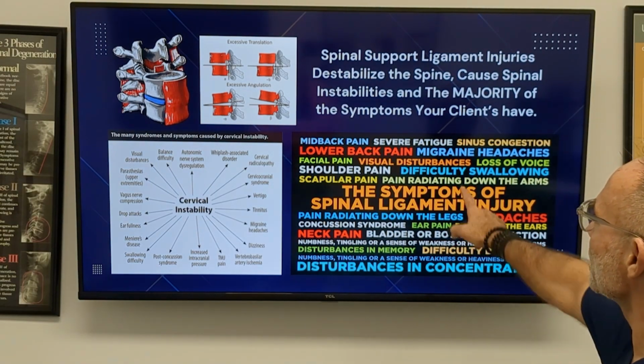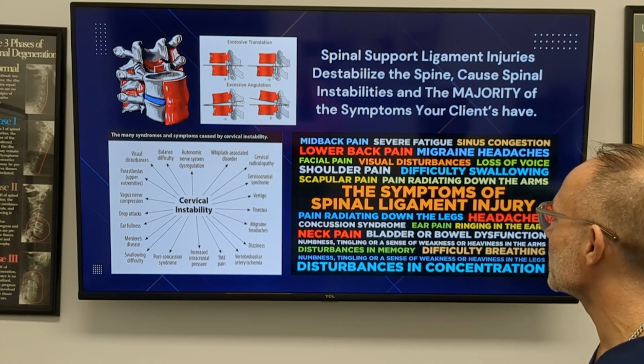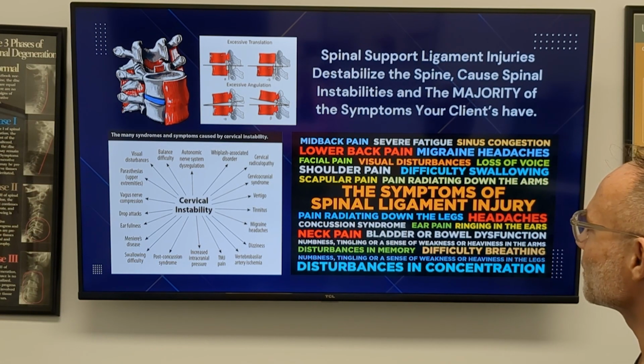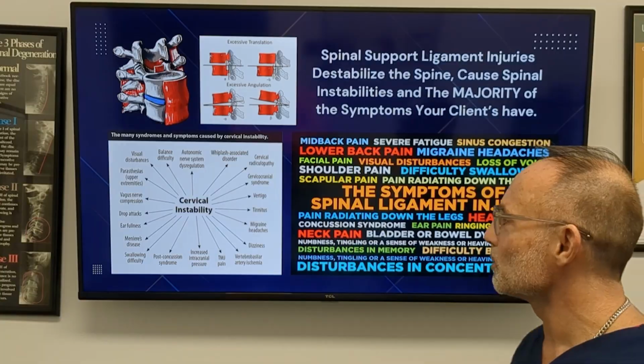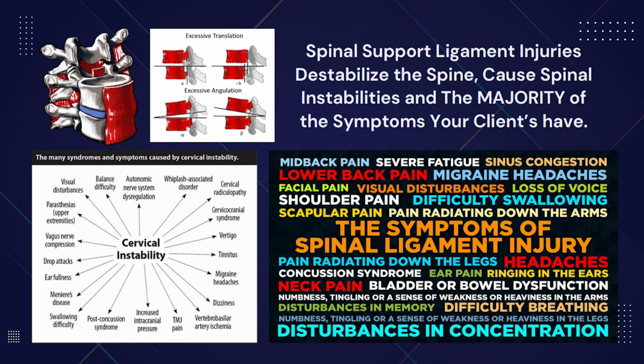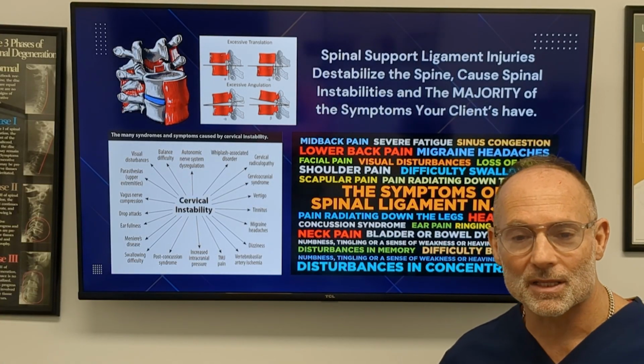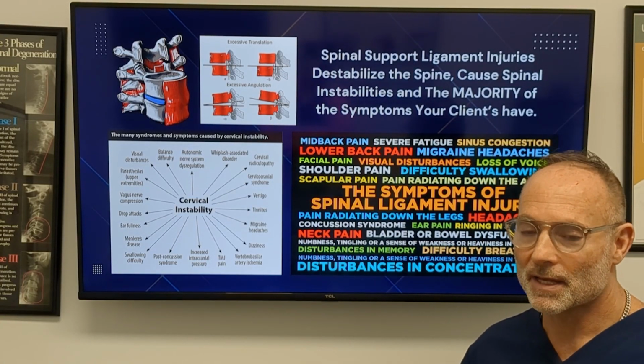Now, what are the symptoms of a support ligament injury? Again, if you went to Medscape, you can have all of these. You could have visual problems, balance problems. You could have pain going down your arm, headaches, ringing in the ears, migraines, dizziness, post-concussion syndrome. So you could have a lot more symptoms than just for a disc.